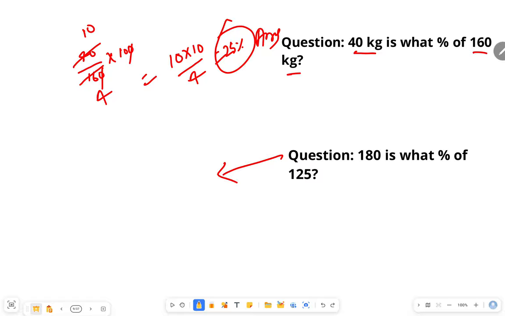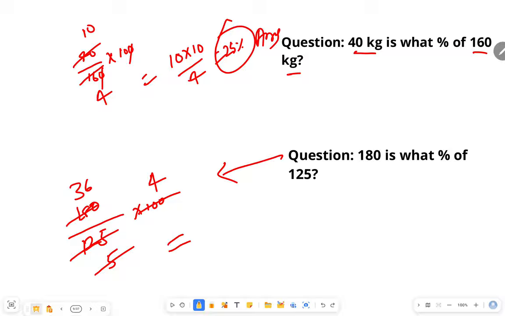The next question you have: 180 is what percent of 125? So 125 will be in the base, and 180 multiplied by 100, and this will give you how much? 5 times and 4 times 36, and if you multiply 36 and 4, it will give you 144%.